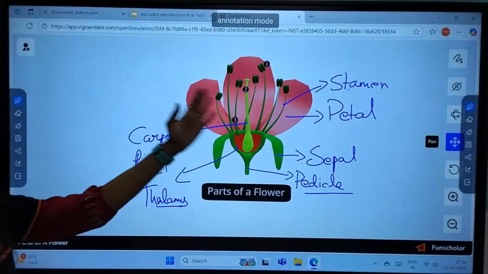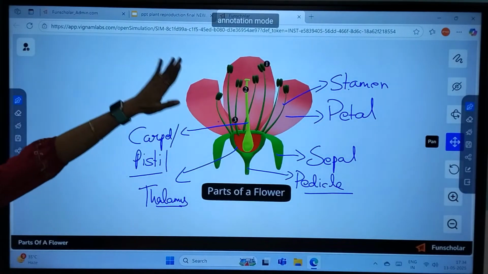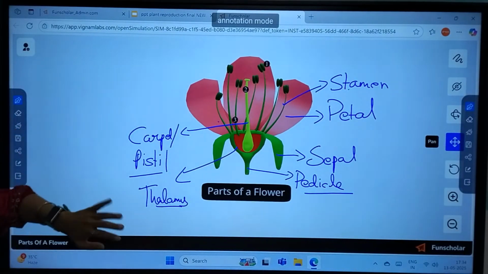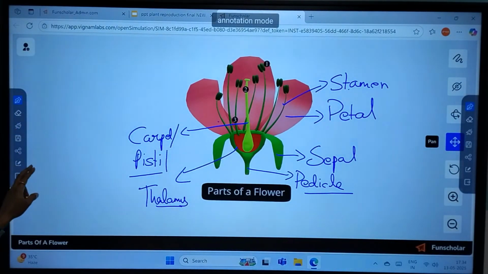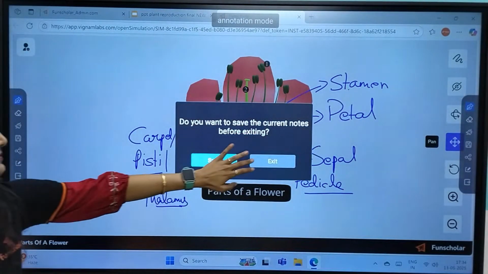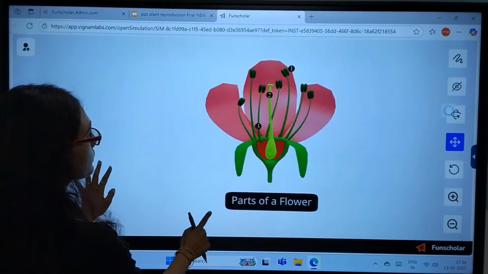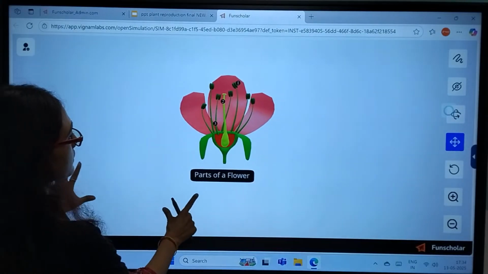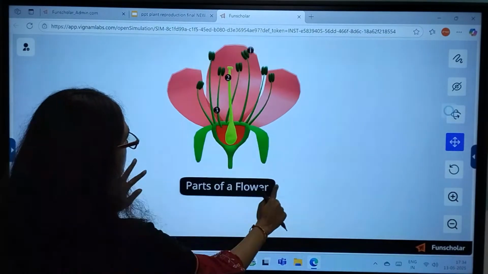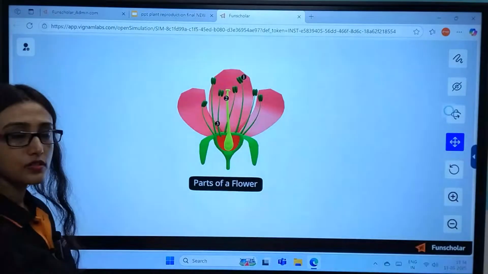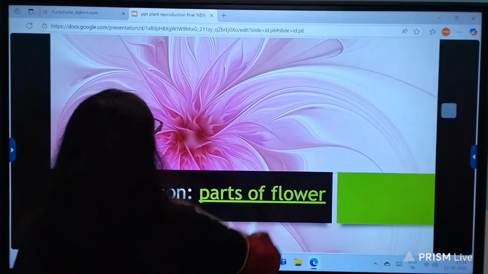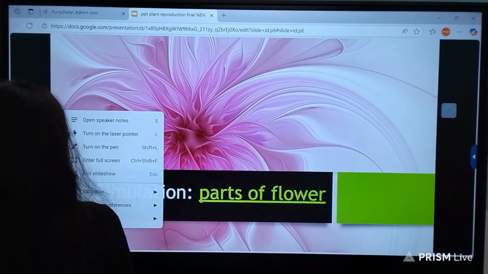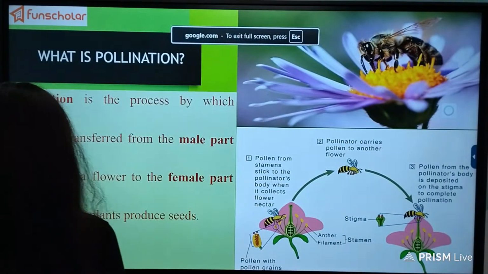Right? Please do take a screenshot. Such a nice flower in 3D version. See, you can even move this flower, zoom in, zoom out. Understood? Okay. So, next.